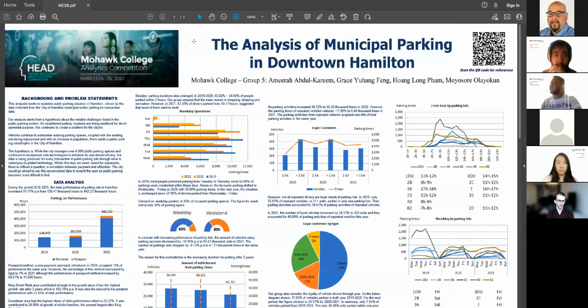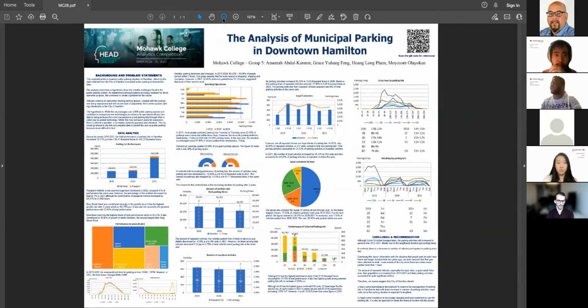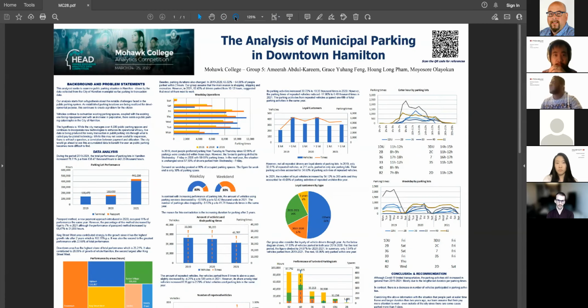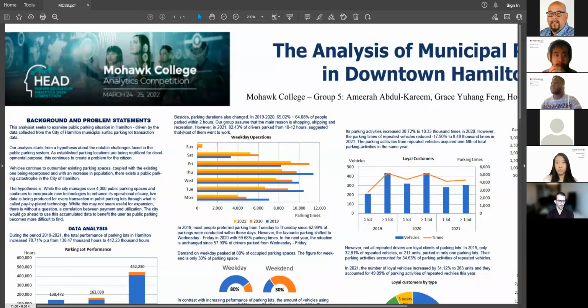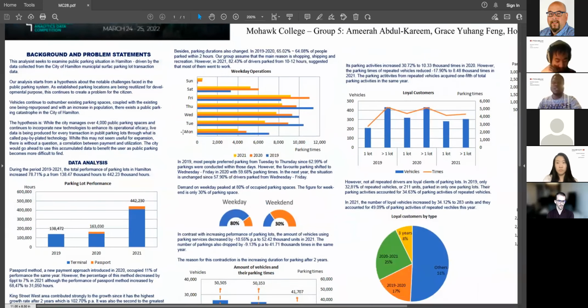We did do a poster of our analysis, and this is just an overview of the poster, but we'll be speaking in depth on it shortly. So I'm just going to speak on the background, the problem, and then a little bit on the data analysis. In 2019, Hamilton City was operating about 4,600 off-street parking. However, by 2022, this has reduced by 330, and this is as a result of several things, such as some of these parking lots being sold or being repurposed for different uses.